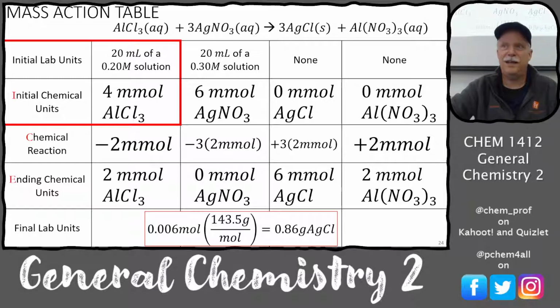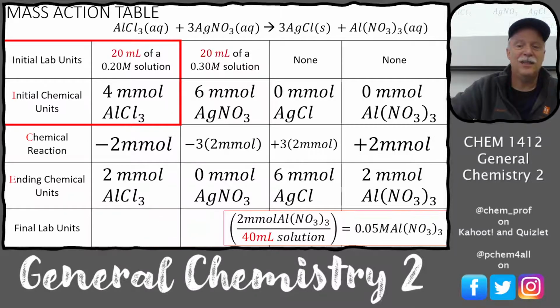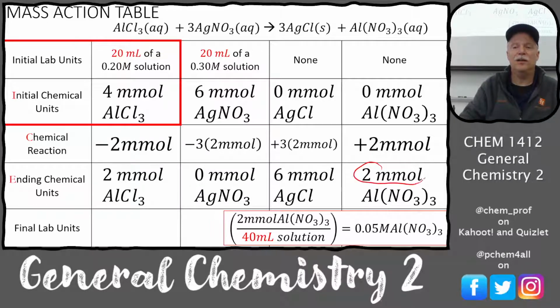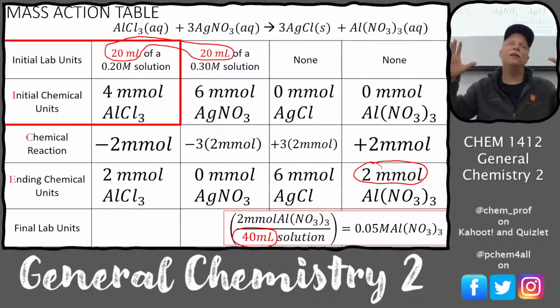It's the next calculation that is the one that catches everybody unless they're really careful. Okay, so are you careful? You're awake? All right, it's the next one. What's the concentration of aluminum nitrate? We have 2 millimoles here, and you've got to divide it by the total volume. And the total volume is everything you mix together. So the volume of our solution is now 40 milliliters, and that's the thing that messes everybody up.